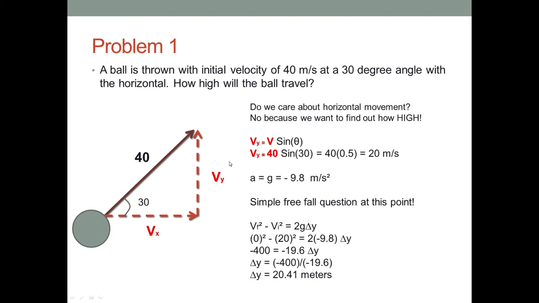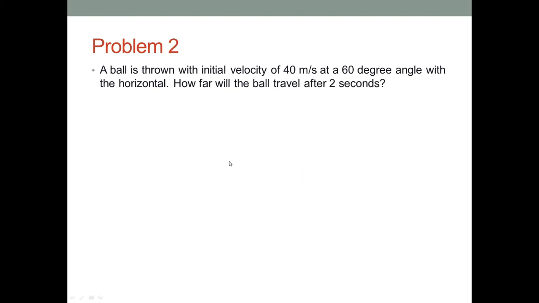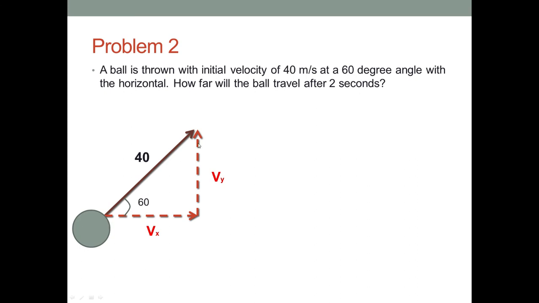Okay, so I'll do one more problem. And in this one, we're saying a ball is thrown with initial velocity of 40 meters per second at a 60-degree angle with the horizontal. How far will the ball travel after 2 seconds? Okay, again, first step, let's draw it, and let's draw it carefully so we don't make a mistake. So we have a ball, initial speed of 40. It makes a 60-degree angle with the horizontal, correct? I automatically decompose it into the horizontal and vertical components. Okay, and then I'm going to see what the question is asking.